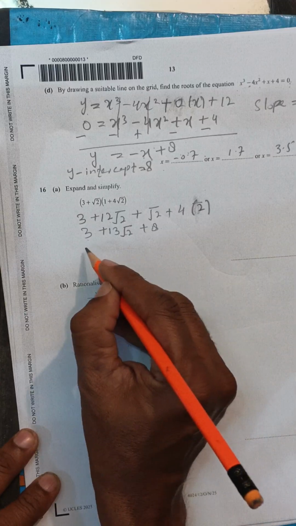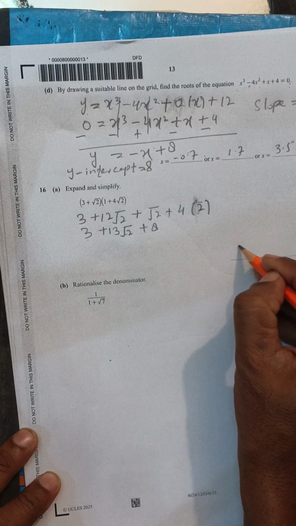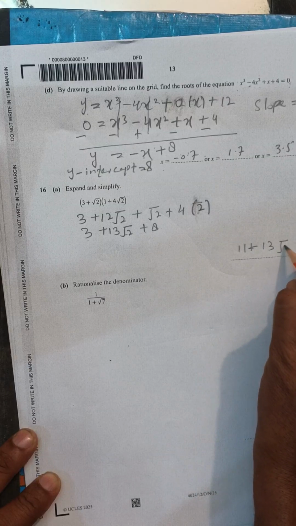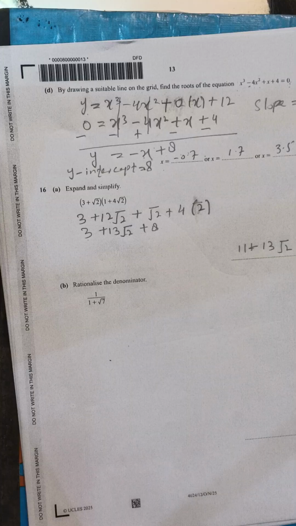So now the answer is 11 plus 13 square root 2. Okay, this is your answer.